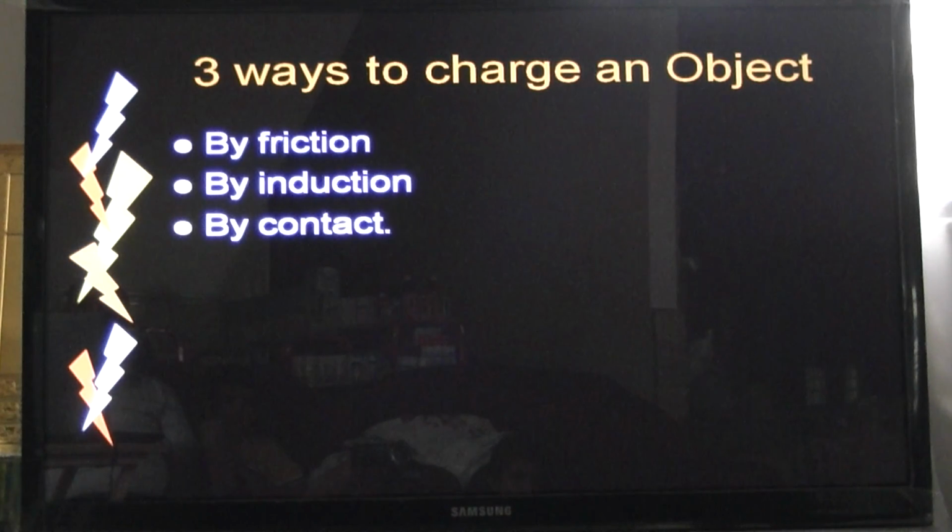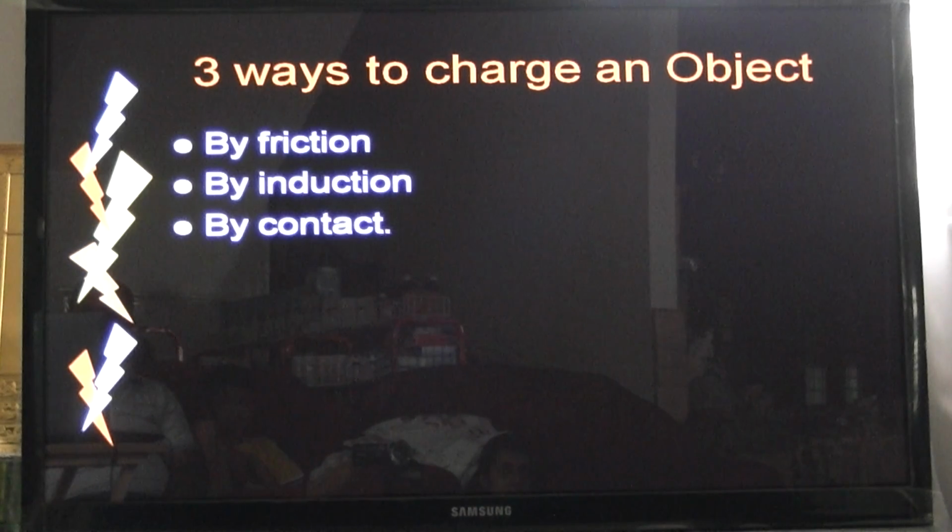There are 3 ways to charge an object: one by friction, one by induction, and one by contact.